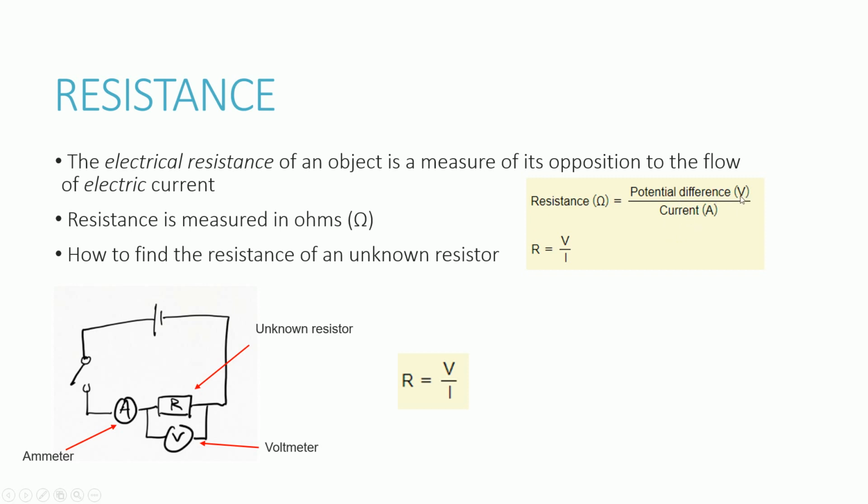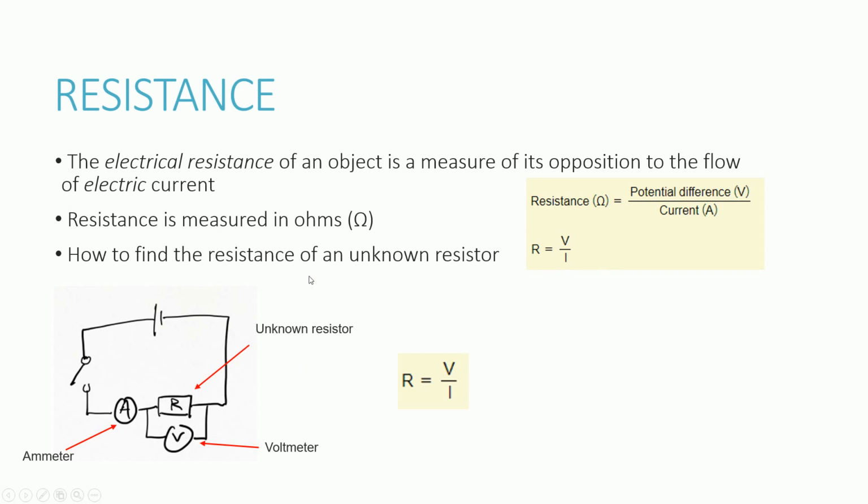Now to measure the voltage of something, or the potential difference, we use a voltmeter, which has this component diagram here. And to measure the current of something, we use an ammeter, which has a component diagram like this. But we will be learning a bit more about that in the next topic. For now, just keep in mind that a voltmeter measures voltage and an ammeter measures the current.